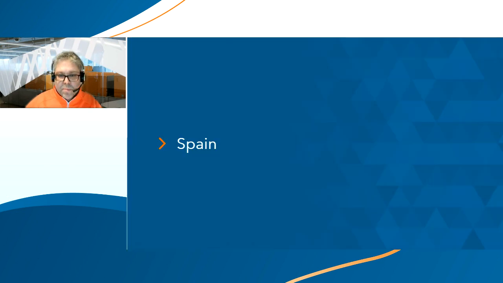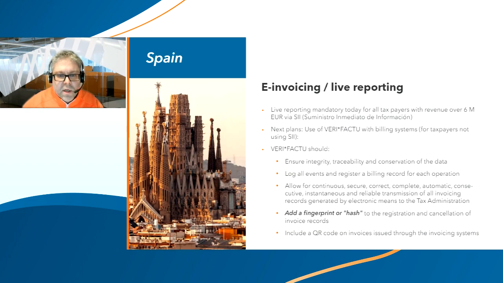Now, let's check on Spain's approach to digital invoicing. Currently, live reporting is mandatory for all taxpayers in Spain with revenues exceeding 6 million euros. This is done through the SII system. Please excuse my Spanish, it is not that good. Let's keep it with the SII system, which ensures real-time submission of invoice data to the tax authorities. But looking ahead, the next big step in Spain is the implementation of Verifactu, a new system designed to integrate with billing systems, particularly for taxpayers who are not using SII.